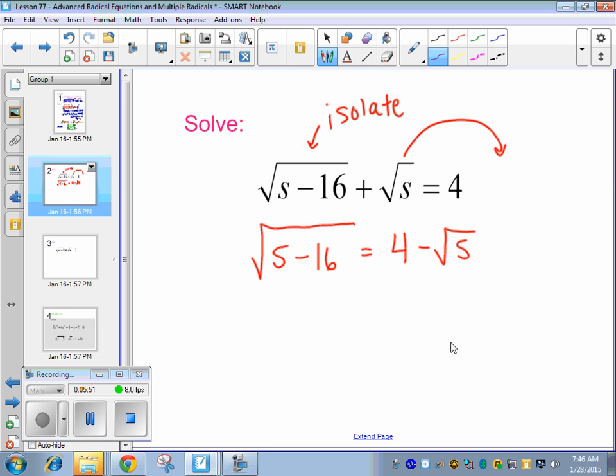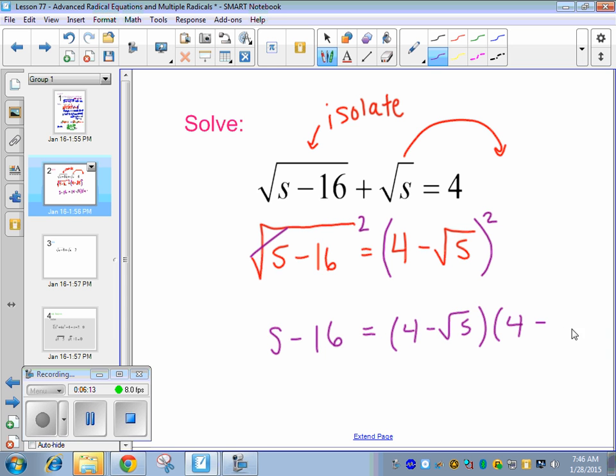Now we're going to square both sides so we can get rid of this radical here. And when we square the right-hand side, we have to FOIL, we have to square that whole thing. So this undoes the radical, so I have s minus 16. And over here we have 4 minus the square root of s times 4 minus the square root of s.